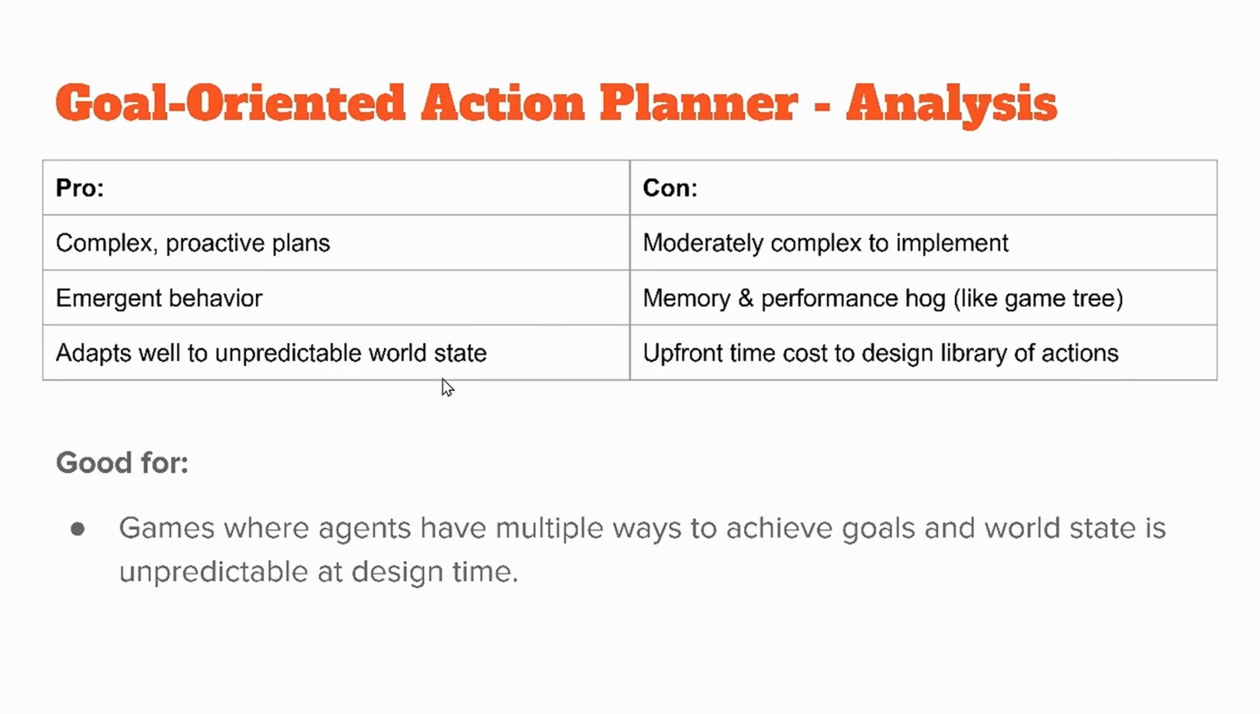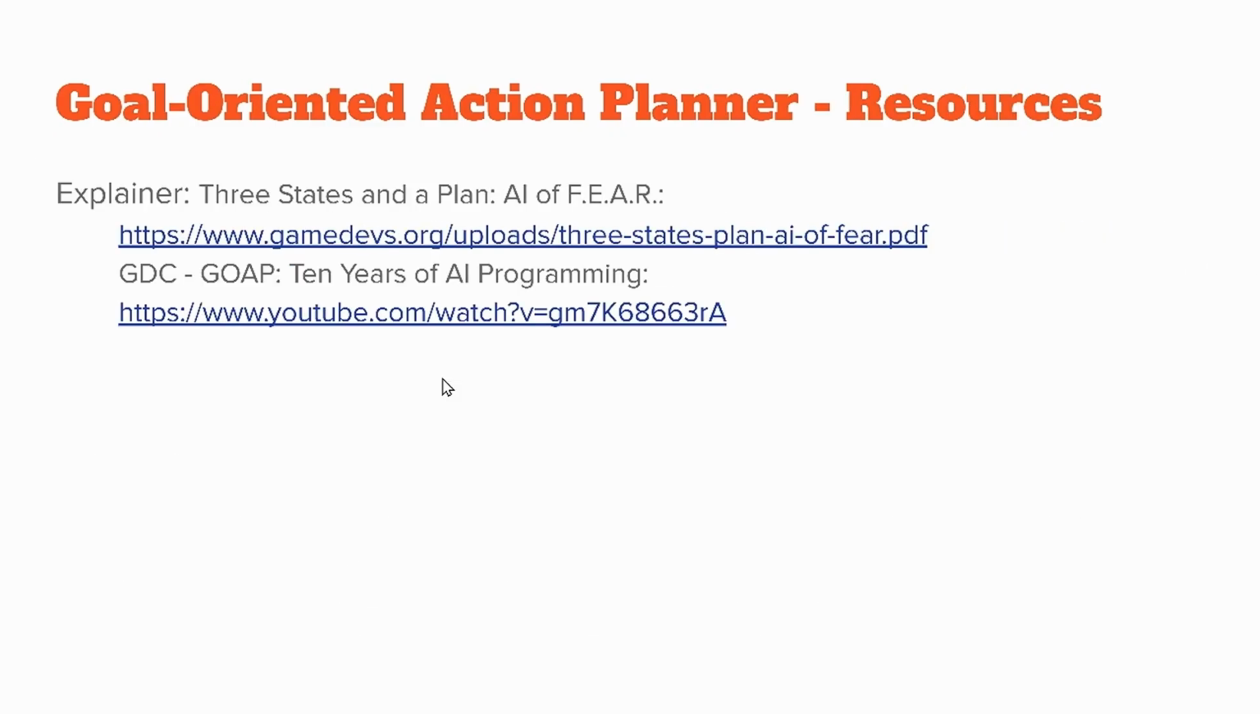So this is good for games where agents have lots of ways to achieve their goals and the world is unpredictable. Some examples are F.E.A.R., Shadow of Mordor is another game, Quest Machine also. Some resources for this are Jeff Orkin's famous paper, Three States and a Plan, AI of F.E.A.R., and a good GDC talk on that, kind of like a retrospective of that and other uses of GOAP.